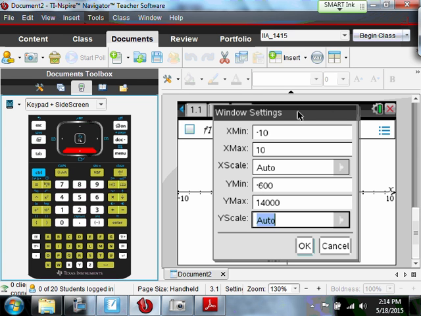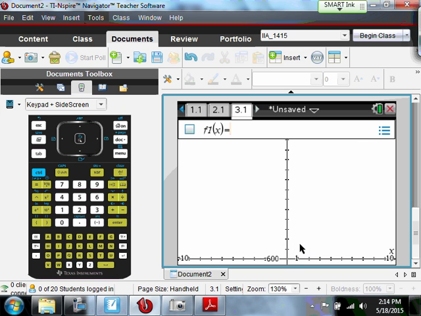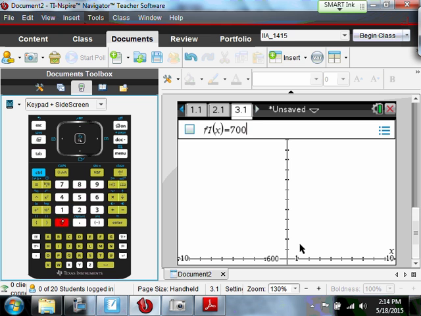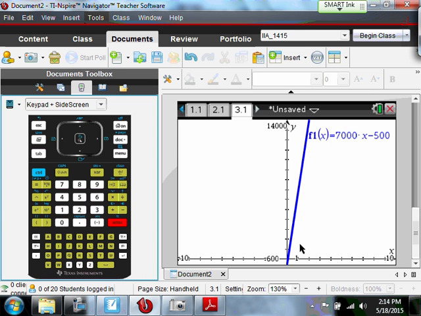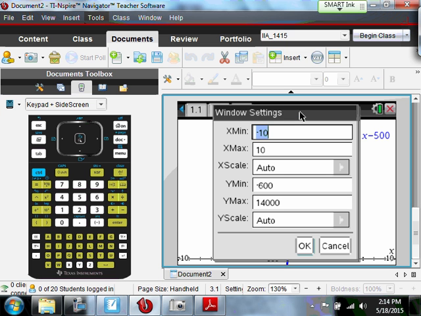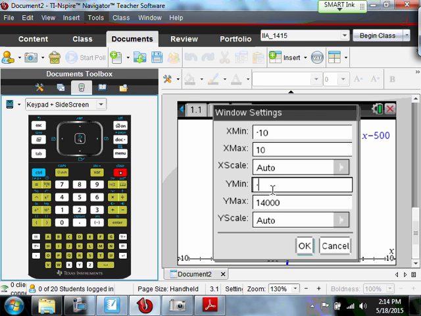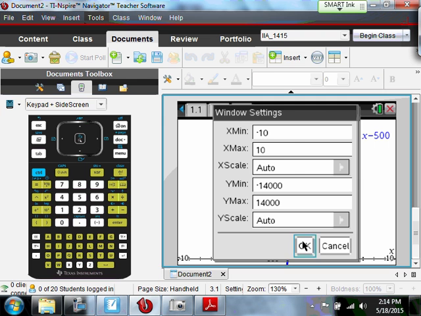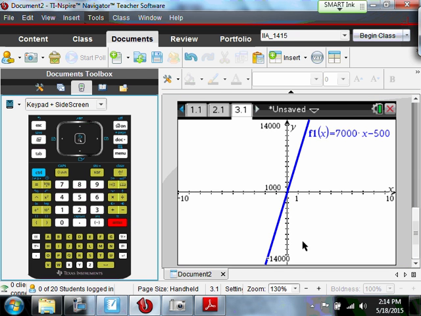What kind of scale? Maybe we should leave that as automatic. Let's see what happens. So we had 7,000x minus 500? Well, we see part of it, but maybe we want to see a little bit more of it. So we go back to the window, and negative 14,000 on the Y min. Okay. That's a little better. But we can't see what happens when X is 3 or 4 or 5 or 6.